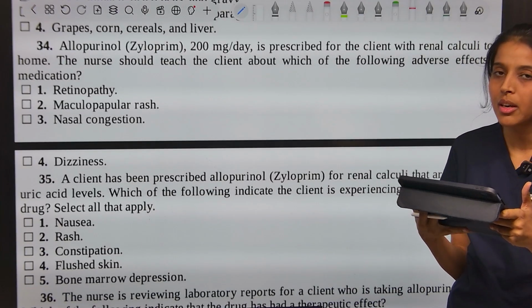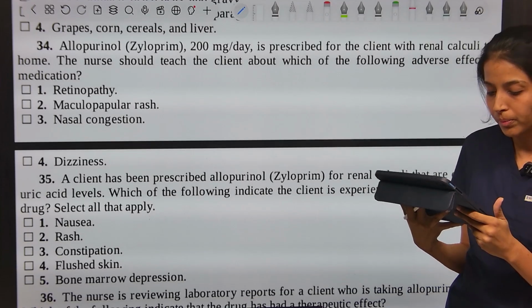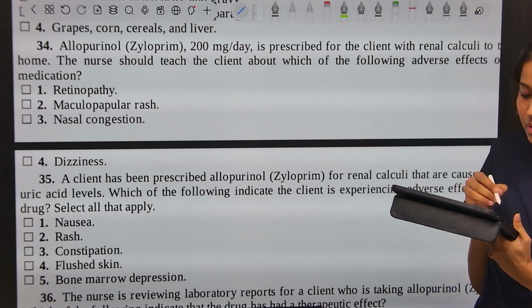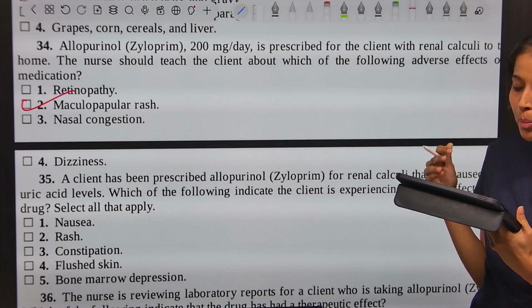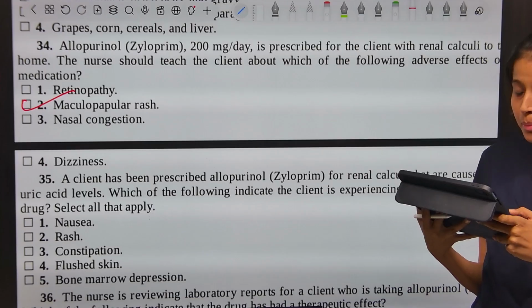We have to teach the client about adverse effects of any drug when they are taking this drug at home. So the right answer will be answer number 2, that is maculopapular rash. So these are the adverse effects of allopurinol.